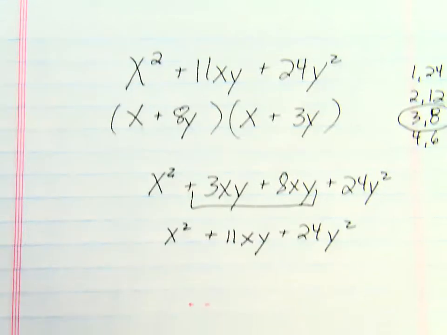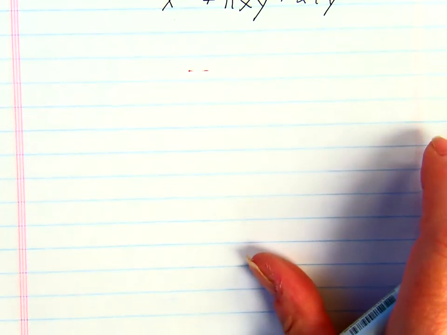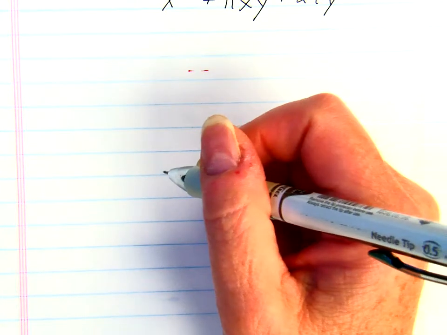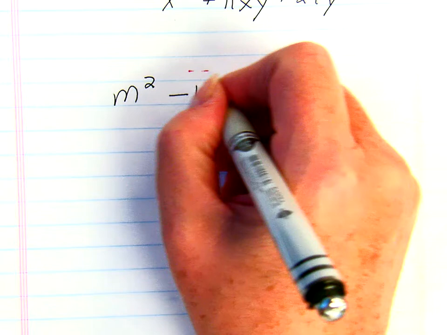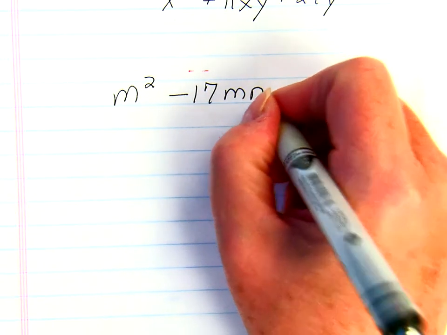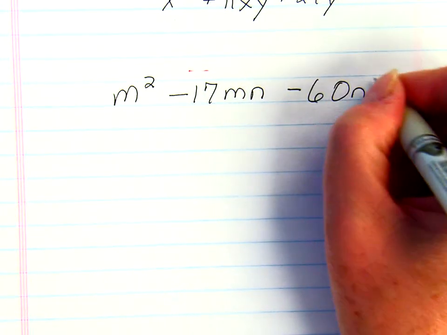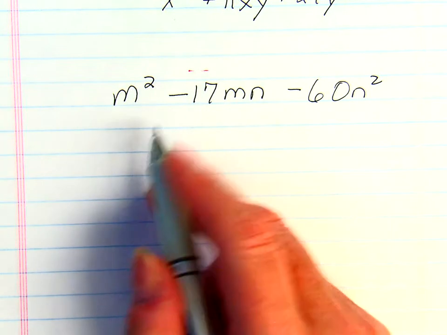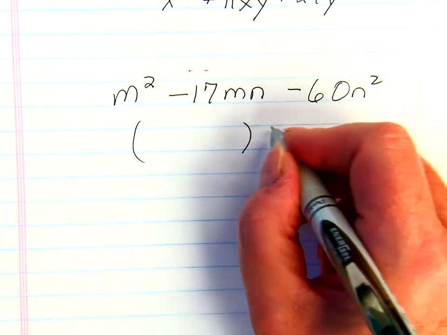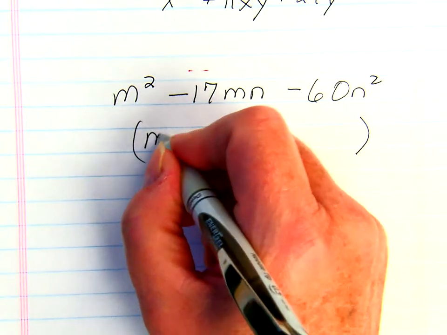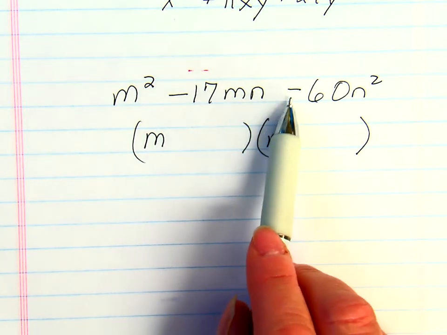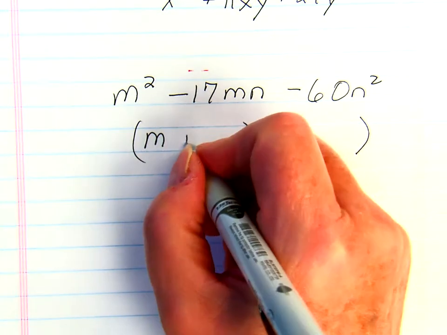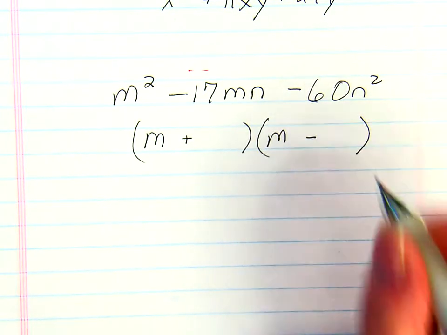Let's go ahead and do another one just to see it at work again. Let's do m squared minus 17mn minus 60n squared. So setting up my parentheses, I have an m, I have an m. Now, because this is negative and negative, that means that one of these has to be positive and one of these has to be negative.